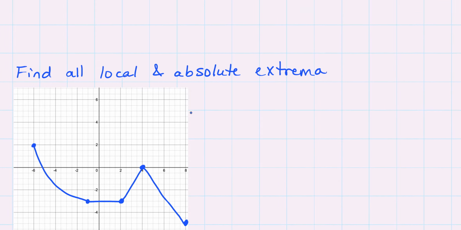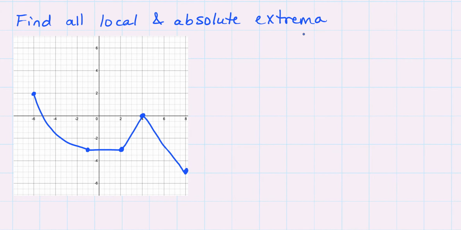Let's look at another example. So let's find all local and absolute extrema. Again, here, our graph ends here and ends here, so it doesn't go on forever. So let's write the local min, local max, okay? So this one is a little tricky.